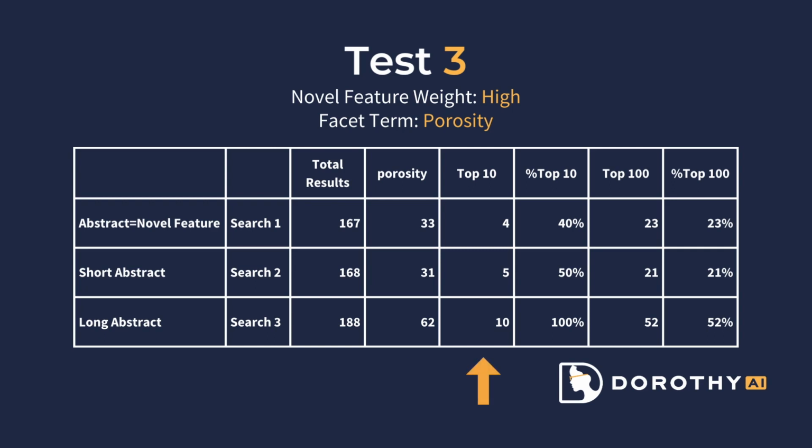And if we look at the number of results in the top 10, we're also going to see that those increase a little bit, with our long abstract providing 10 out of 10 results from the top 10, basically the same as before. The difference is that the references that you see in that top 10 list are most definitely going to include a pretty solid description of the porosity of that material.